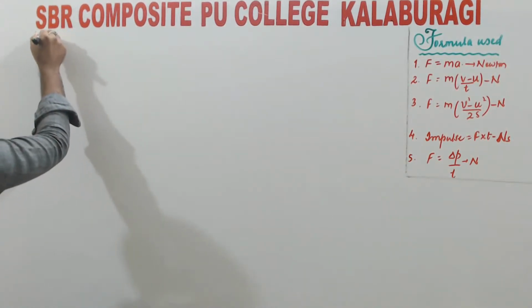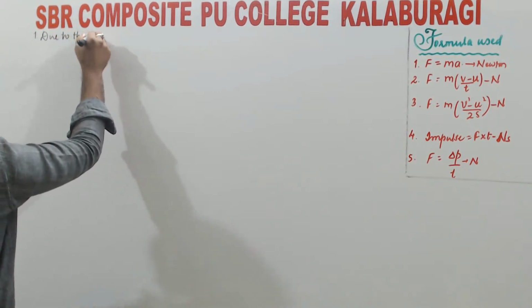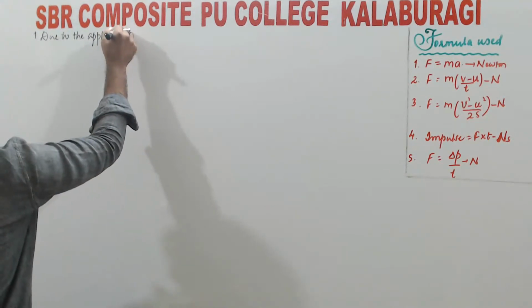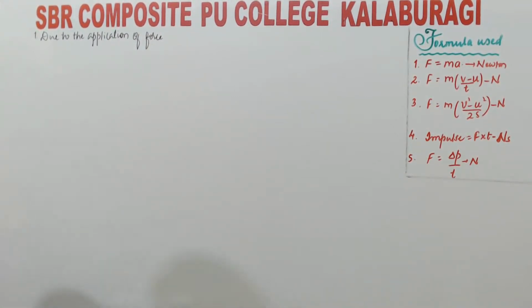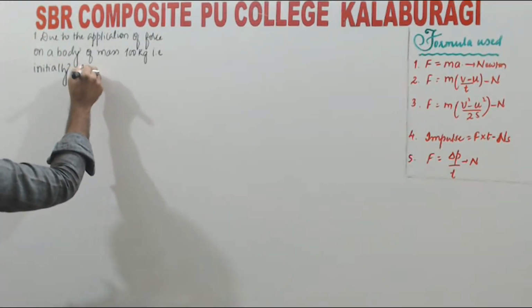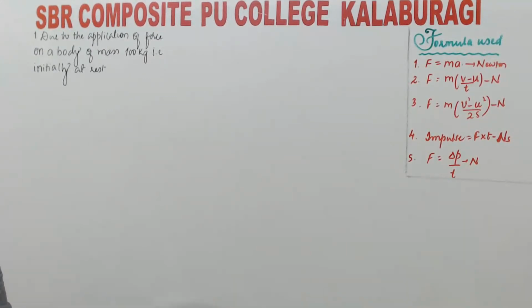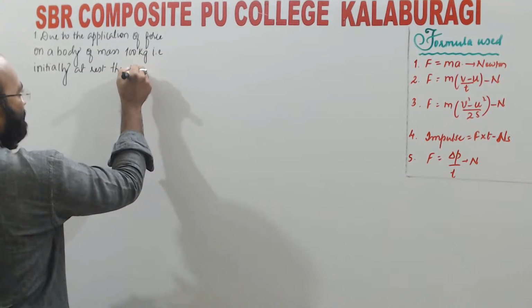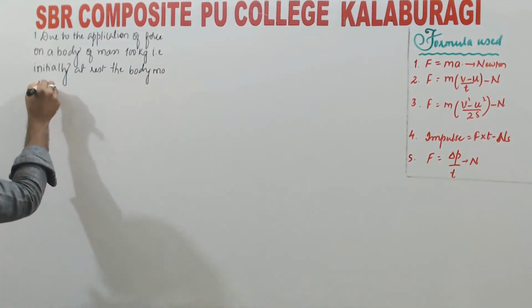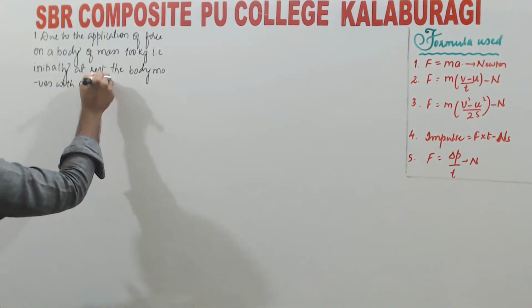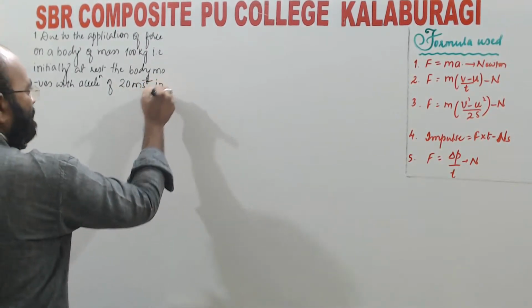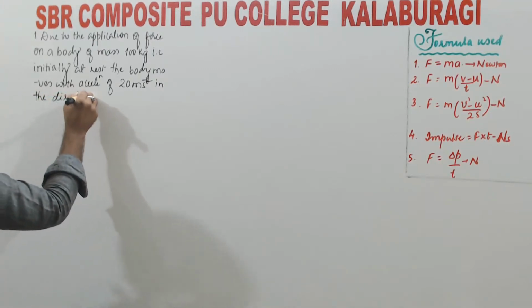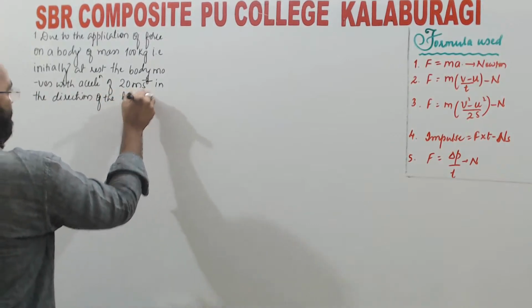Question number one. Due to the application of a force on a body of mass m, initially at rest, the body moves with an acceleration of 20 meter per second square in the direction of the force.